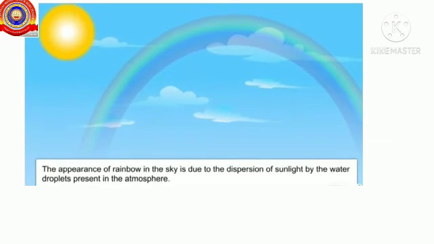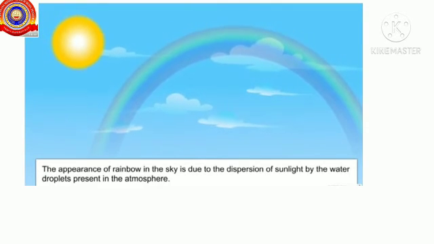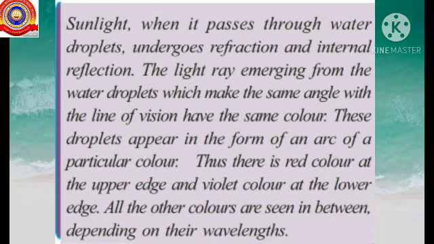The appearance of a rainbow in the sky is due to the dispersion of sunlight by the water droplets present in the atmosphere. So let's see once more how dispersion occurs when light passes through the droplets of water. Sunlight, when it passes through water droplets, undergoes refraction 2 times and internal reflection 1 time.